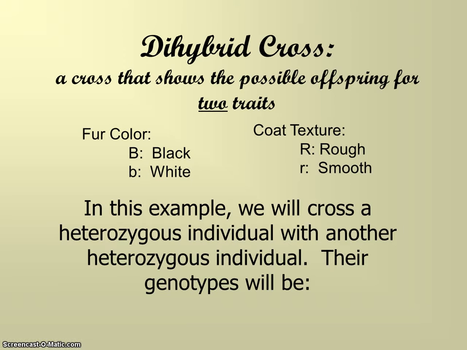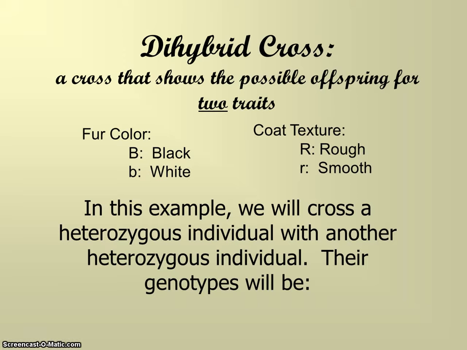So in some of our examples from last time, we did fur color for rabbits, white fur color versus brown fur color. We were just looking at one trait and what probability the coat color would be for the different offspring. In this example, we're going to be looking at not only fur color for the rabbits, whether it be black fur color or white fur color, but we're also going to be looking at the coat texture. Is the fur going to be smooth in texture when it's touched, or is it going to be rough in texture?